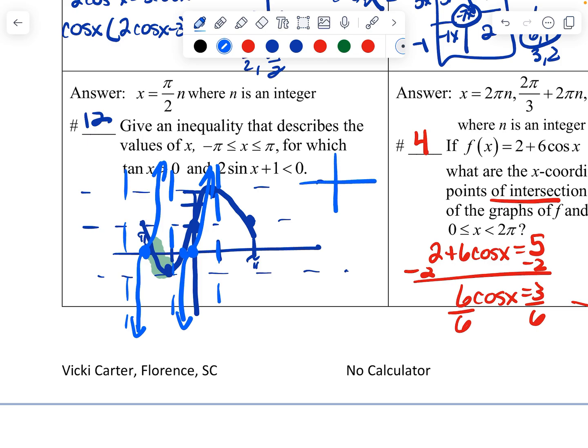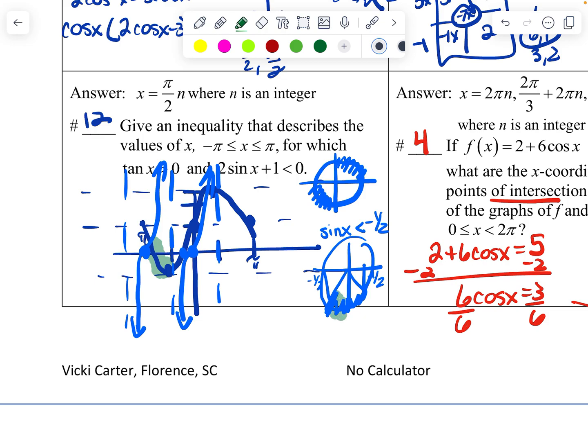So again, we could think of this unit circle-wise. When is our tangent positive? Is here and here. If we solve that, when would the sine of x be less than negative half? Well, let's see. This is negative half. When is it less than negative half is right here. So the only spots that they're both less than negative half would be right here. And this angle, let's see, is pi over 6. So this would be 7 pi over 6 to 3 pi over 2.